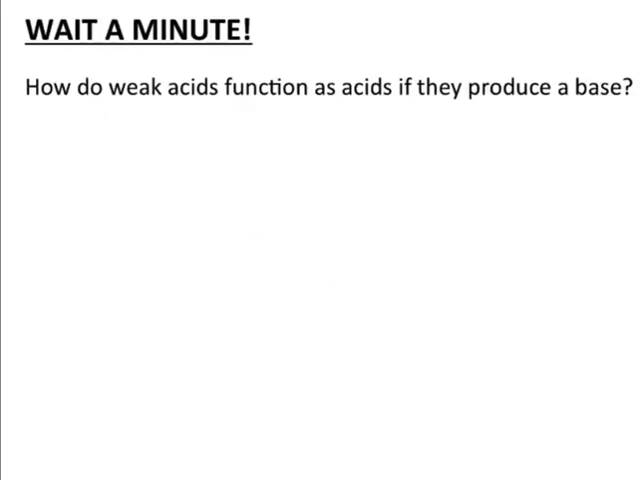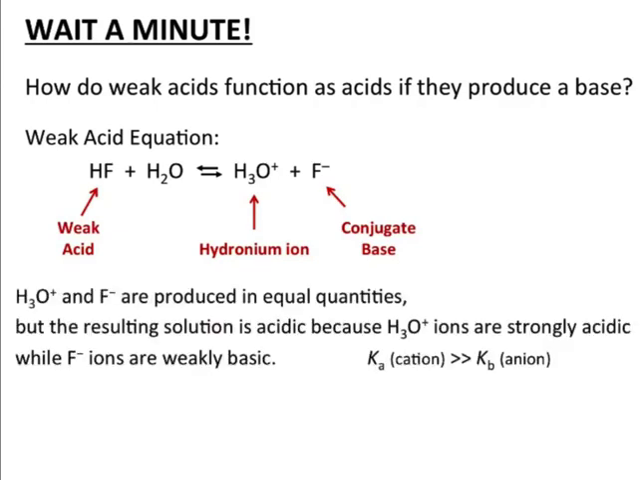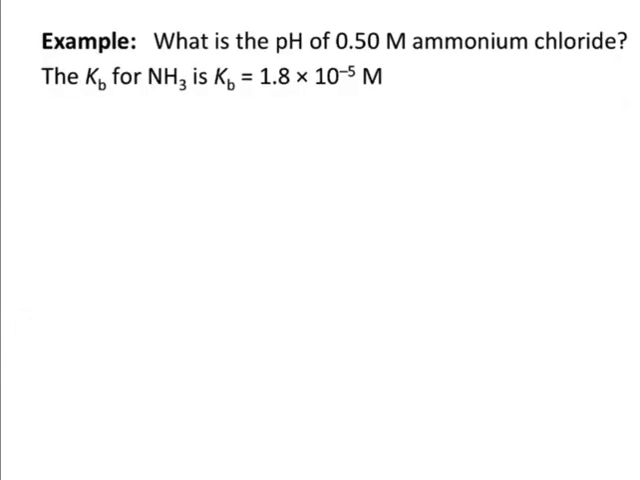Hold the phone. If a weak acid makes a base, how does it function as an acid? You've got your acid, it's going to make a base. What's happening here? Turns out that the Ka for this weak acid is much bigger than the Kb for the conjugate base. And so, just like on the last slide, the Ka wins, and this thing's going to be an acid. Which makes a lot of sense.